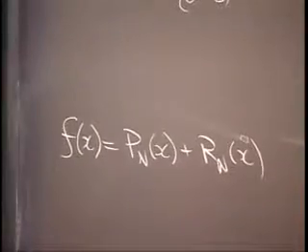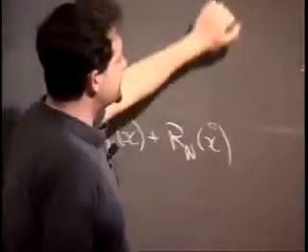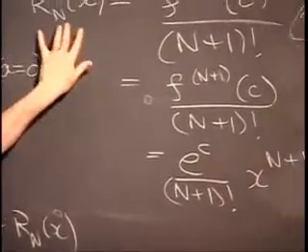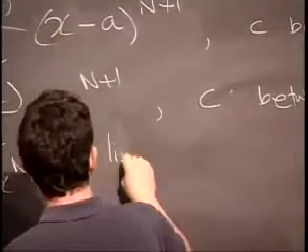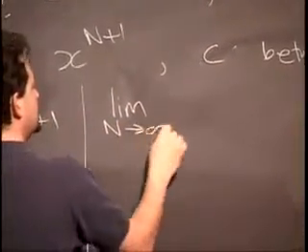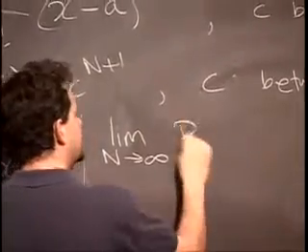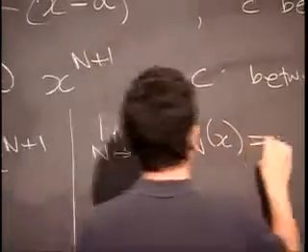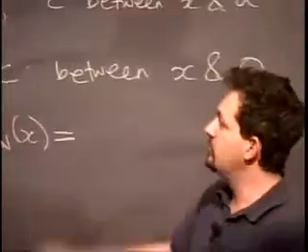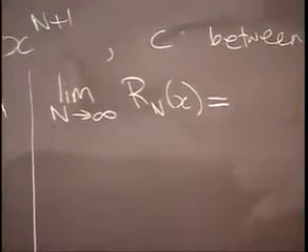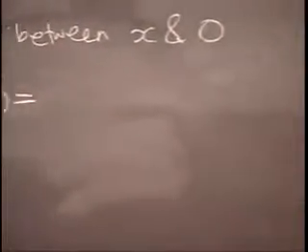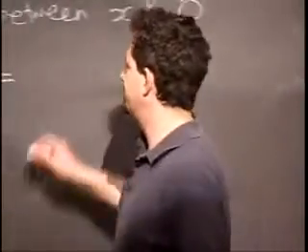Now, here's what I want to do. I want to take the limit as capital N goes to infinity of Rn of x. What happens when we take more and more powers in our Pn and push it forward? What do we think happens to the error? So the more degrees we use to approximate e to the x, what happens to our error? Hopefully it goes down to 0. Let's prove it.